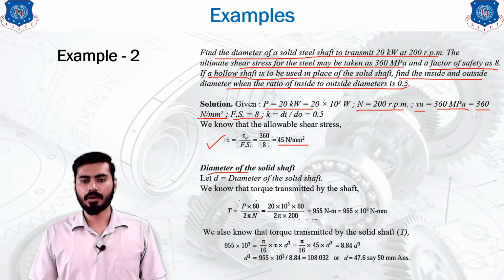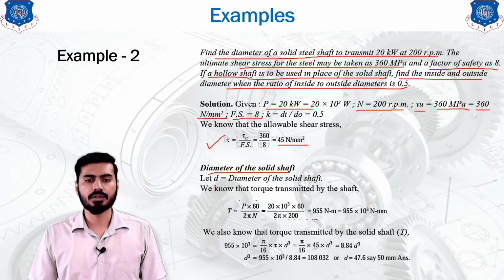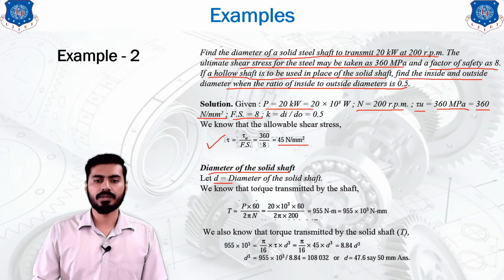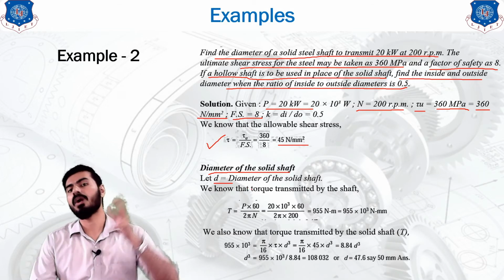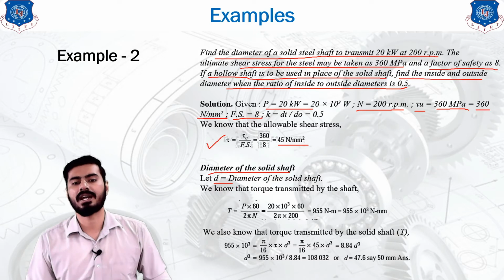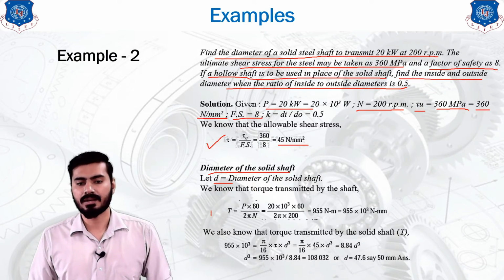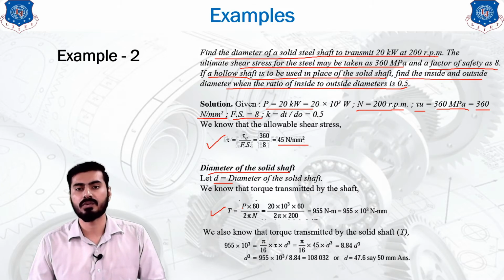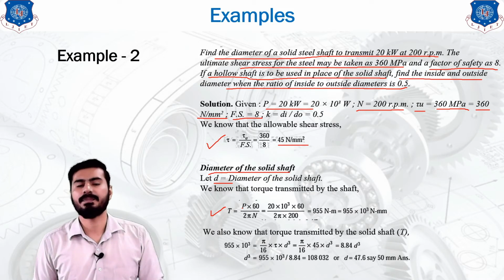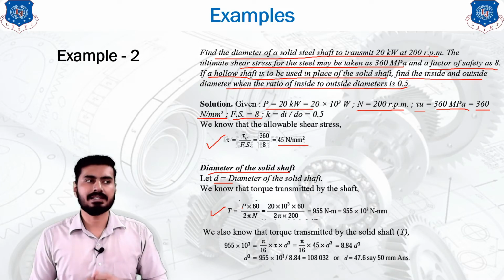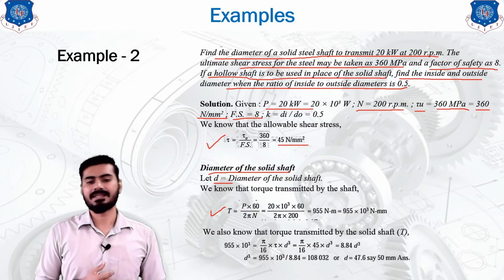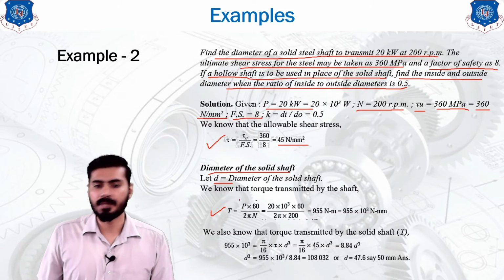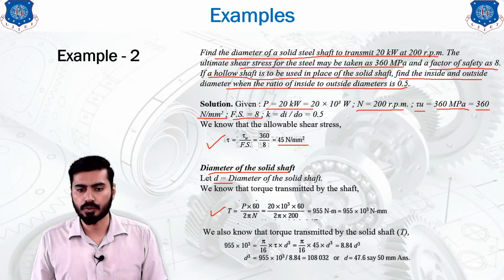Now the diameter of the solid shaft is assumed to be d, and in order to calculate the diameter you need the torque that is required to be transmitted. Torque T can be calculated from the equation of the power, that is P equals 2 pi nT by 60. If you make T the subject, then your equation will be P into 60 upon 2 pi n.